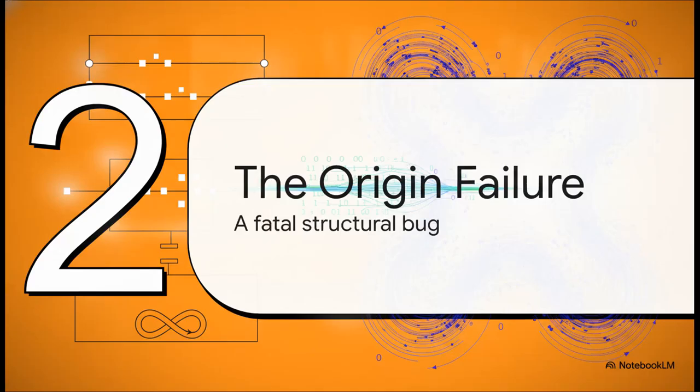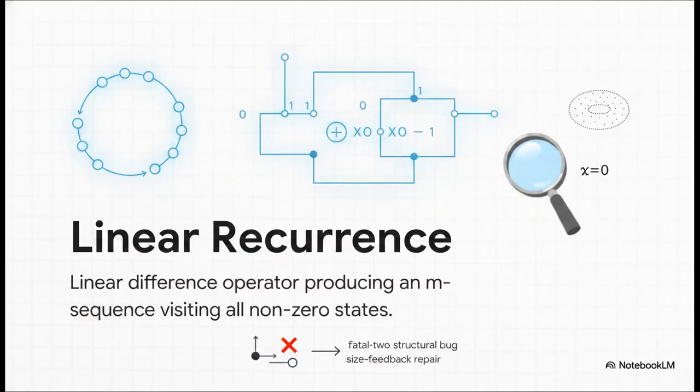Which brings us to Part 2, the origin failure. So to actually test this mandate, we apply a linear recurrence over a finite field. Specifically, we're using GF2, which just means we are working strictly in a binary system, ones and zeros, nothing else. We use a linear difference operator as a logical feedback loop, basically adding bits together to generate the very next state. When we run this, it creates an M sequence, or maximal-length sequence. This sequence successfully visits every single non-zero state exactly once before repeating. Sounds like the perfect engine for perpetual change, right?